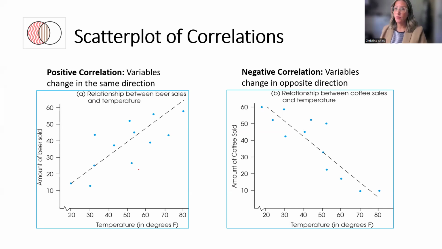Whereas in the other graph, the negative, now we're looking at temperature in degrees and amount of coffee sold. And this is hot coffee. So think of it in the traditional sense of hot coffee. As you can see, as the temperature goes up, hot coffee sales go down. So it's a negative correlation or an inverse correlation, where as one variable goes up, the other variable goes down. And so there's an X variable and a Y variable. The X variable is usually the predictor variable. It predicts what's going to happen with the Y variable to some degree.